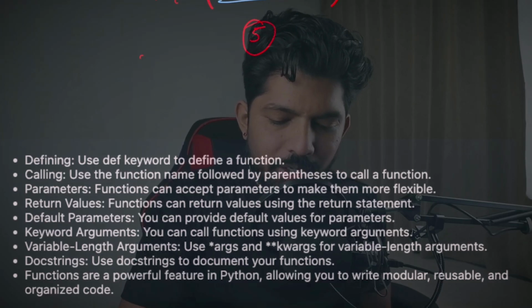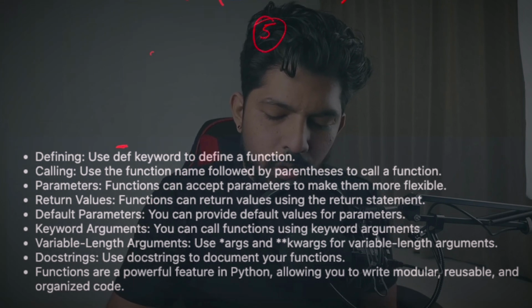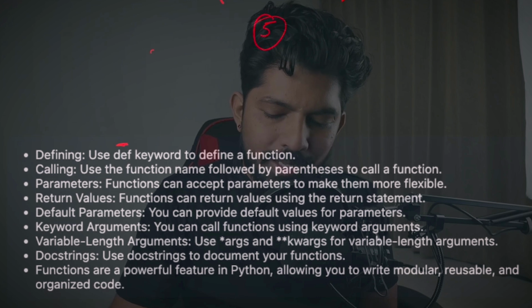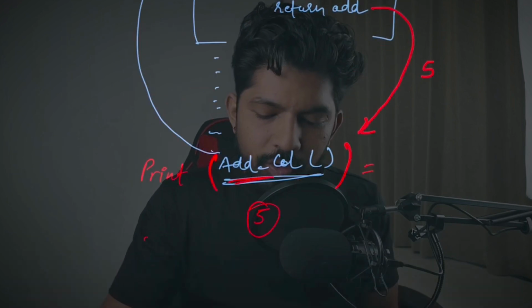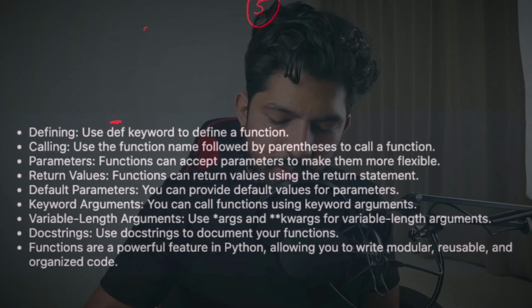Now let's see some terminologies in functions. So first is defining. We have seen that we have to use the def keyword to define a function. Then to call that function, we have to use the function name followed by parentheses. So here we call the function with the name followed by parentheses. Correct? Then, I'll just highlight the name and parentheses.